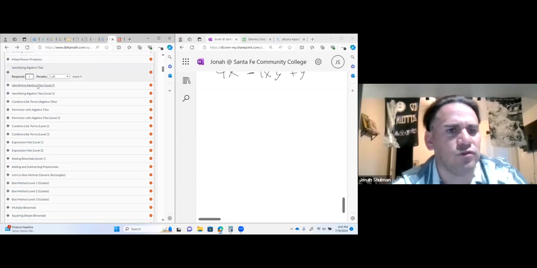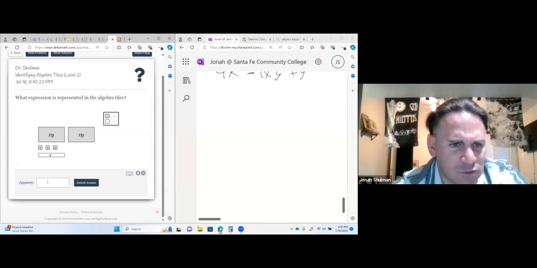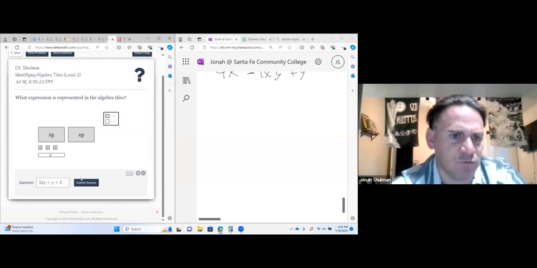So let's go to level 2. Ooh, 2xy plus 3 plus y. I'm going to go plus y plus 3 just for the fun of it. I like the letters before the numbers.